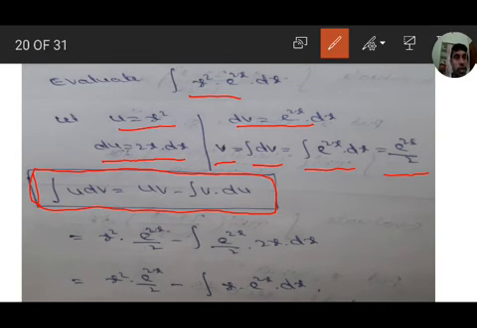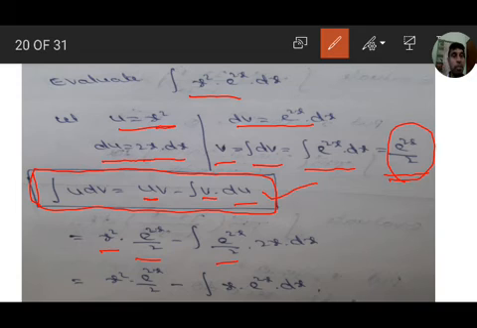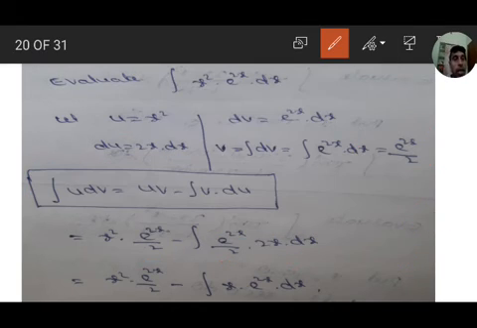uv minus integration of v into du, that is u means x square, v means e to the power of 2x by 2, minus integration of v, e to the power of 2x by 2, du means 2x into dx. Here u equal to x square, derivative means du by dx equal to 2x. So du equal to 2x into dx. Okay, simplification only. Here 2 is outside, now the 2s cancel.